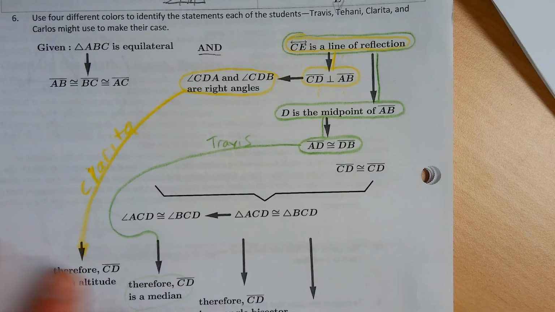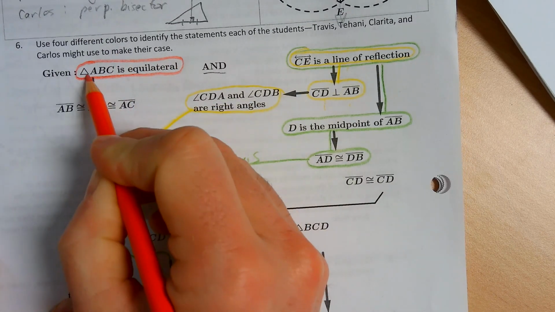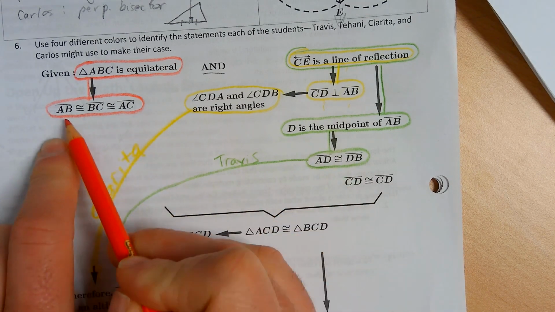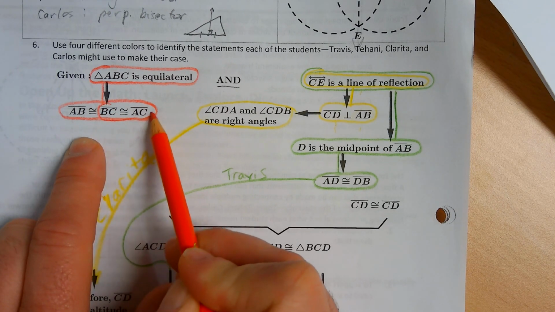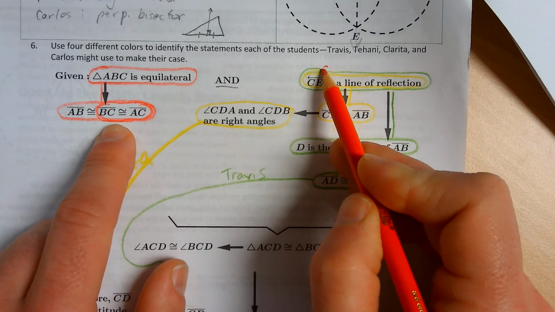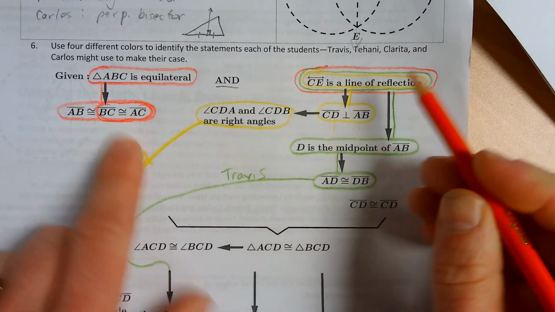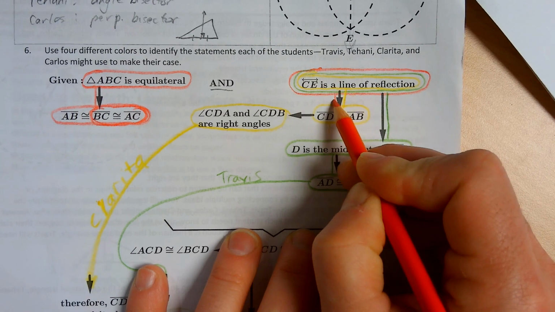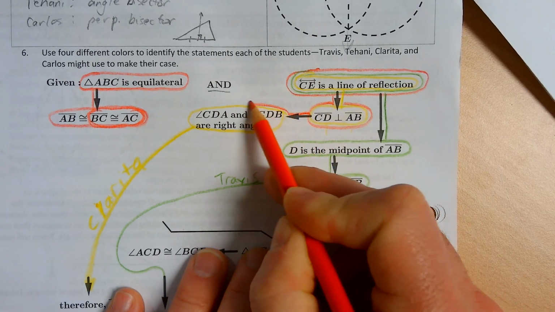Let's put Tahani in red. So she's the only one who actually needs the fact that it's an equilateral triangle. Specifically, we need AC and CB. These two are the ones we don't care about for this proof, but whatevs. But she also needs that it's a line of reflection, because she needs to know that these are perpendicular to each other, because she needs to know that these are both right angles.